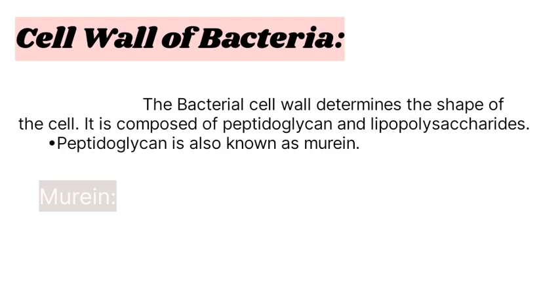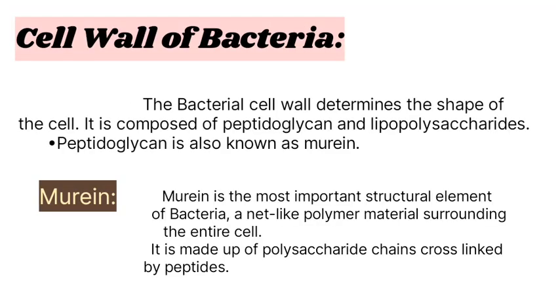Cell wall of bacteria. The bacterial cell wall determines the shape of the cell. It is composed of peptidoglycan and lipopolysaccharides. Peptidoglycan is also known as murein. Murein is the most important structural element of bacteria, a net-like polymer material surrounding the entire cell. It is made up of polysaccharide chains cross-linked by peptides.